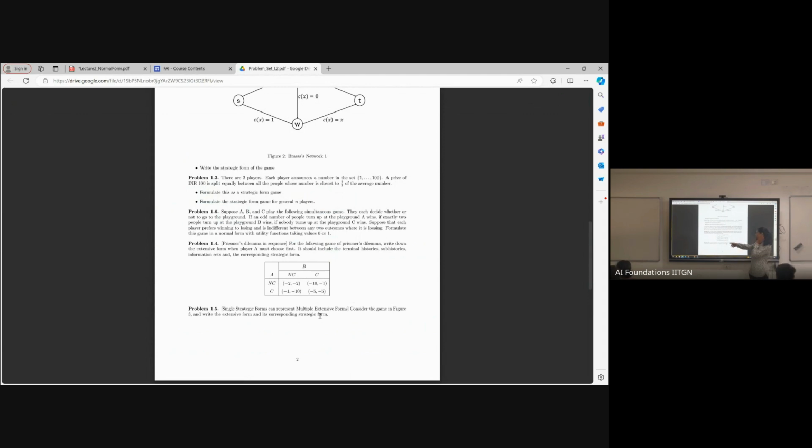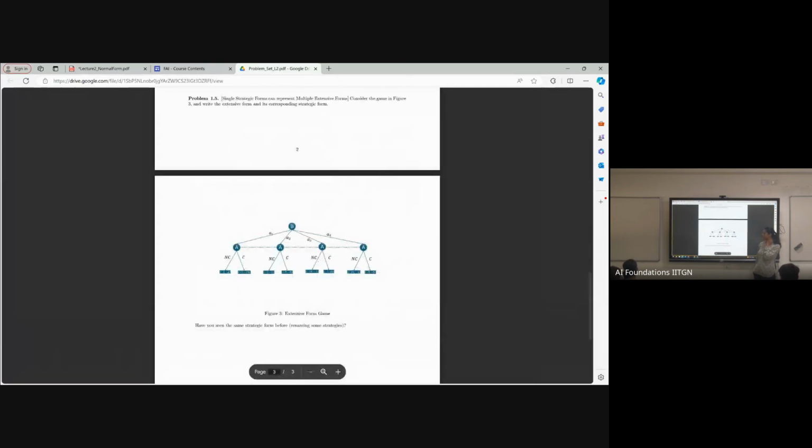So this is the prisoner's dilemma again, but now they are going in turns. A chooses first and then B chooses. You have to write the information set and stuff like that. And I've given the corresponding payoffs. I think I've already shown this to you in class today, so you should be able to do it.